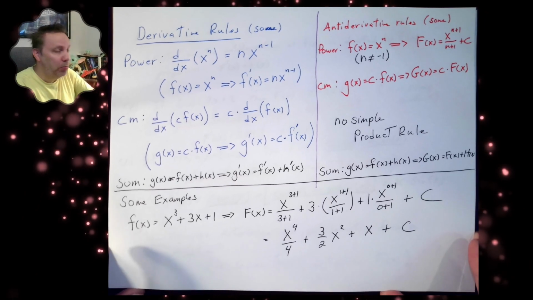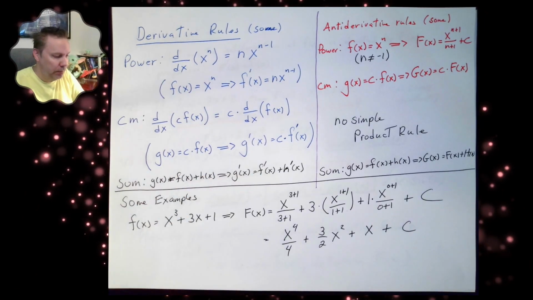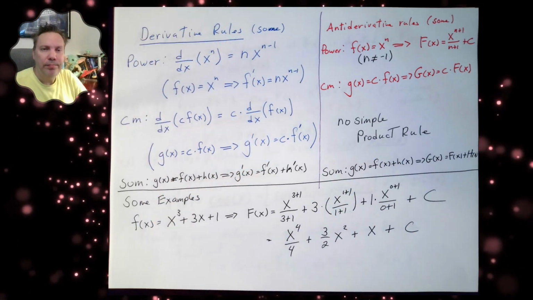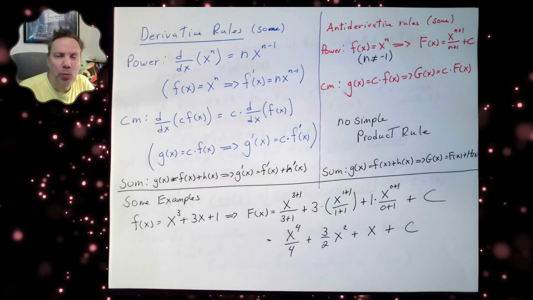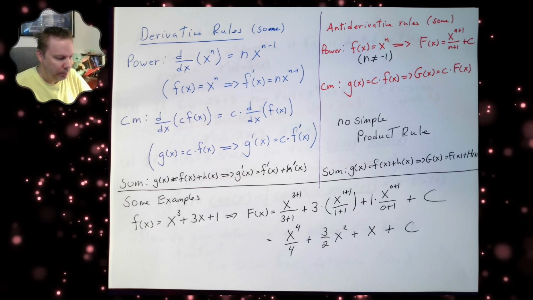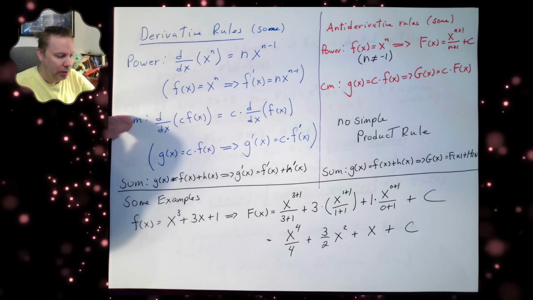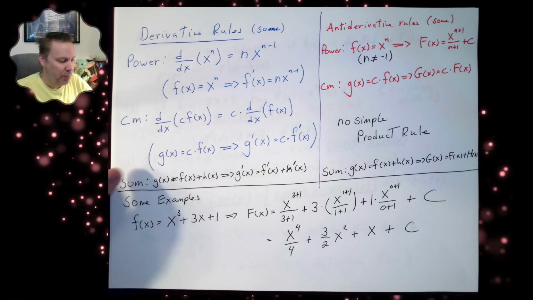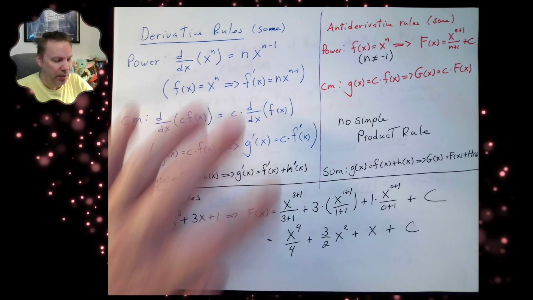let's do a quick little recap of some derivative rules. We have the power rule. Drop the power, subtract the 1 from the exponent. The constant multiplier rule. In other words, the constant comes along for the ride. The sum rule. The derivative of a sum is the sum of the derivatives.